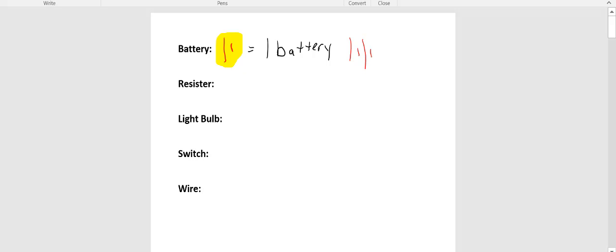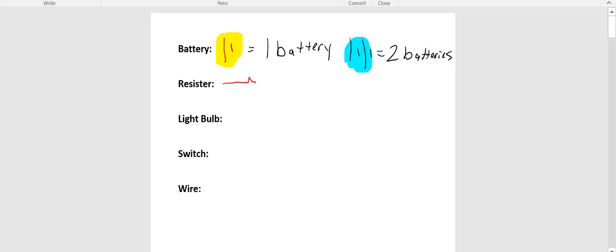Just for example, when I have two sets of lines like that, I have two batteries, because I have one big line, one short line, one big line, one short line. It is really important that you write them in that order and in that format.